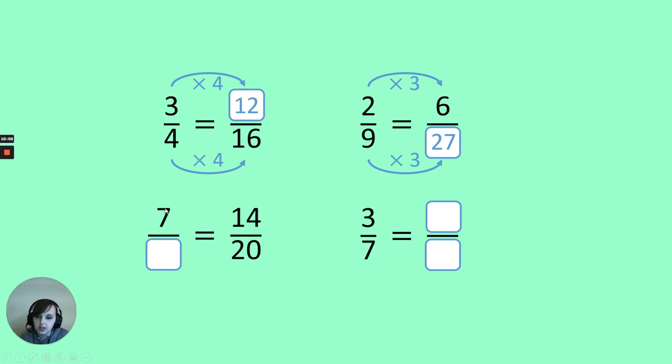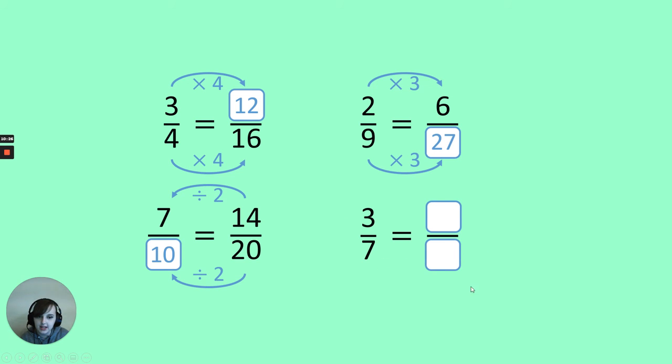Down here, to turn 7 into 14, I multiply by 2. Whatever I do on the top, I do on the bottom as well. Now, I'm missing it on this side, so I know that 14 divided by 2 is 7, so 20 divided by 2 is going to be 10. 7 times 2 is 14, 10 times 2 is 20. It works both ways.